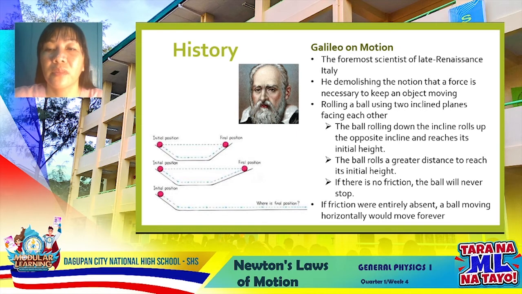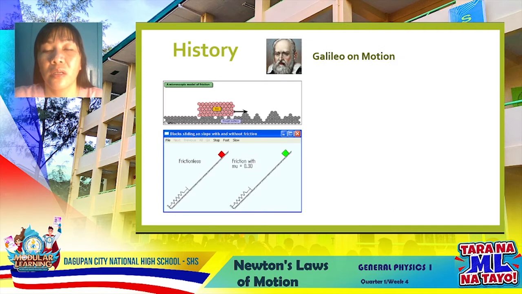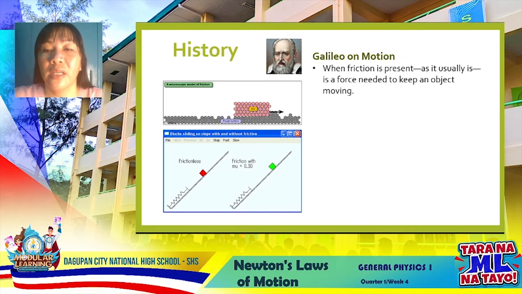Galileo stated that if friction were entirely absent, a ball moving horizontally would move forever. No push or pull would be required to keep it moving once it is set in motion. Galileo argued that only when friction is present, as it usually is, is a force needed to keep an object moving.